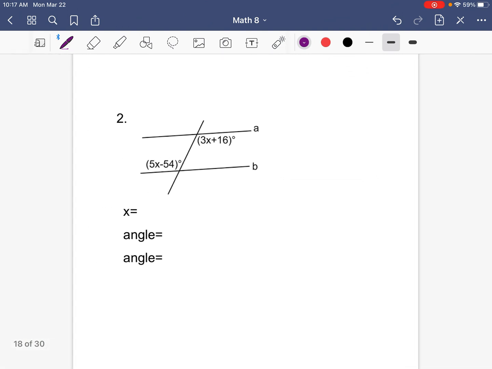So for our next example, we have alternate interior angles. So we are going to take these two angles and set them equal to each other. My personal preference is that I take the angle that has the higher x value, which would be this 5x, and put it first in the equation. So 5x minus 54 on one side equals 3x plus 16 on the other side. Now this is a variables on both sides situation where you have all your x's on one side and all your constants on the other side. And by have, I mean you need to get them there.